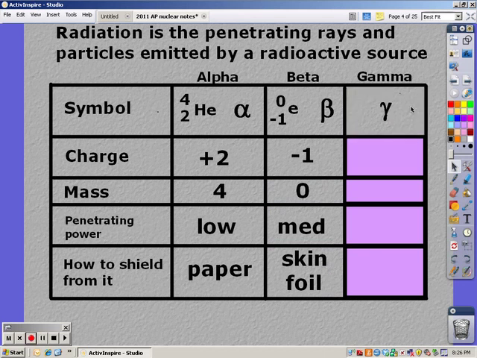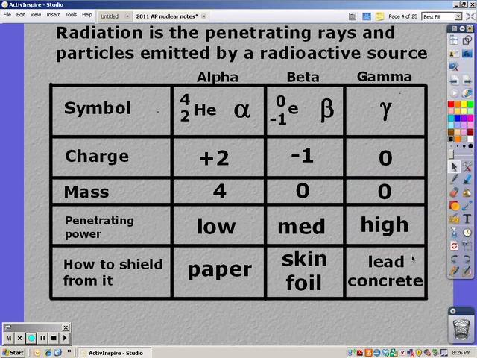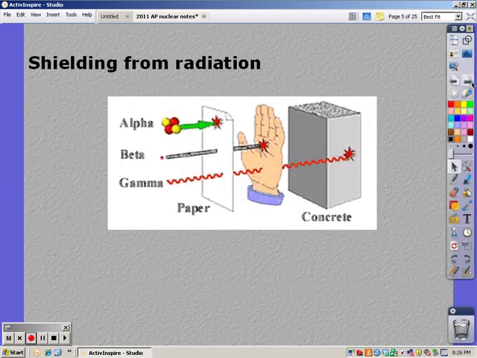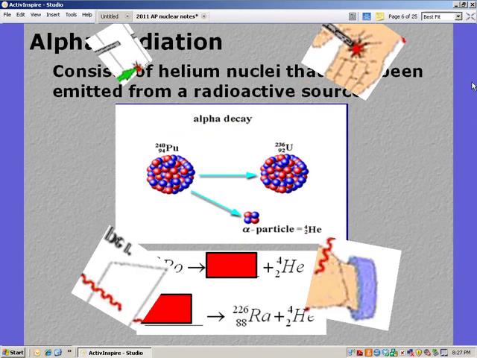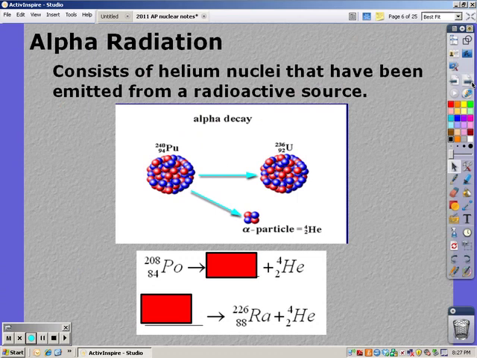Gamma radiation has that symbol. It's pure energy, so it has no charge and no mass. Penetrating power is high. And you can only stop it with lead or concrete. Here's a picture showing how you can shield yourself from radiation. Notice that the concrete doesn't stop the gamma radiation until midway through it, so it's got to be a thick enough piece to stop it.